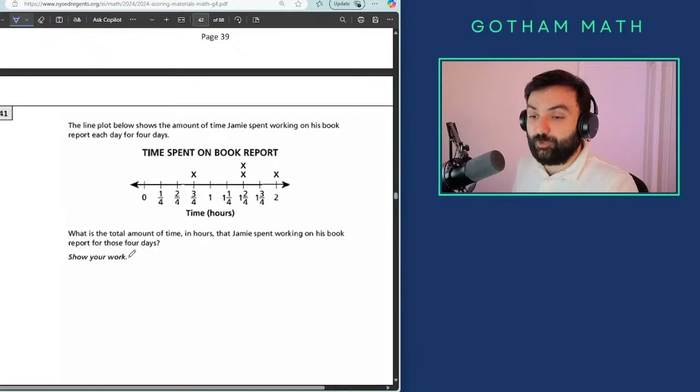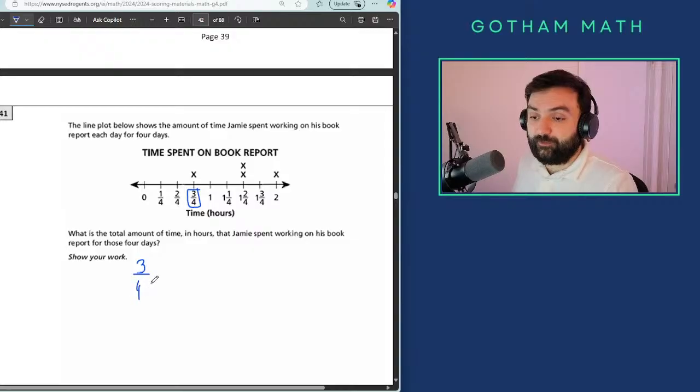So, what is the total? I didn't really read the top line, which we don't usually have to read, but read it anyways because you have enough time. The line plot below shows the amount of time Jamie spent working on his book report each day for 4 days. What is the total number of time in hours Jamie spent working on his book report for those 4 days? So we just have to add these things. Don't forget that we don't have to add everything. We just have to add the numbers where the x's are.